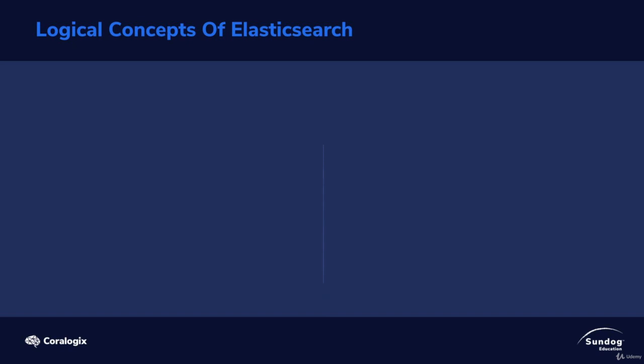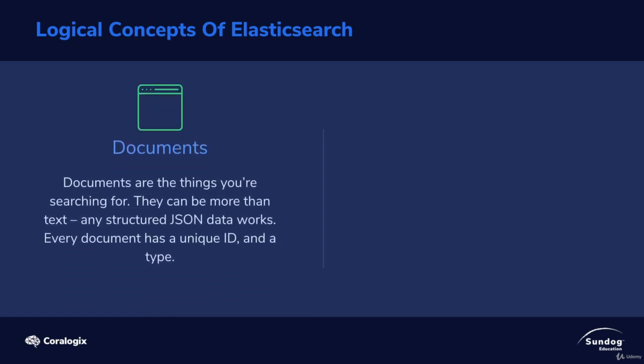So there are two main logical concepts behind Elasticsearch. The first is the document. If you're used to thinking of things in terms of databases, a document is a lot like a row in a database that represents a given entity, something that you're searching for. And remember, in Elasticsearch, it's not just about text. Any structured data can work.